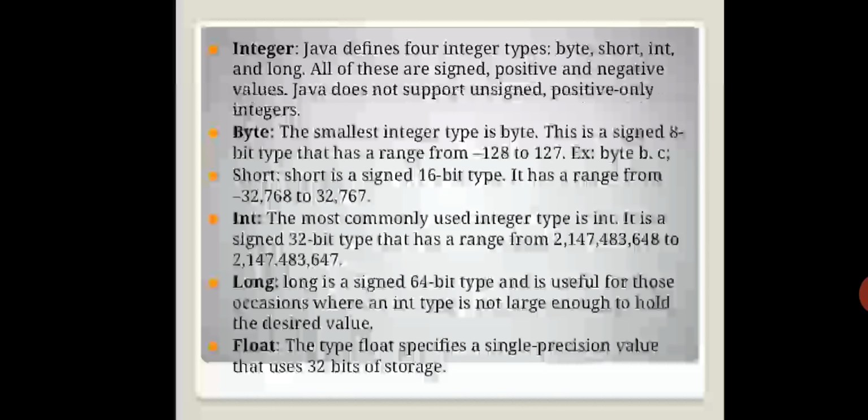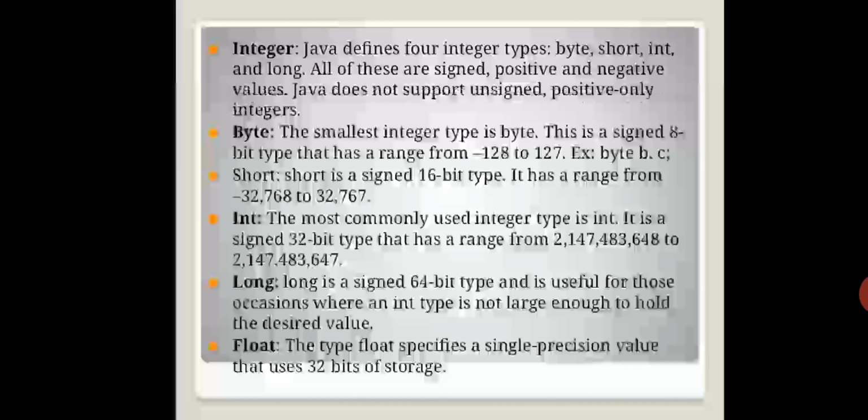The next thing is integer. They have given some points in depth for integers. Java defines 4 integer types: byte, short, int, and long. All these are signed, positive and negative values. This point was explained by me a few minutes back, so the same concept they have written over there. Next, Java does not support unsigned, positive only integers. You have to remember this.